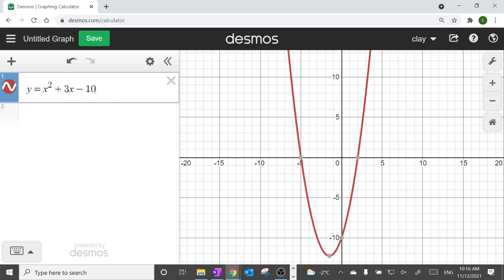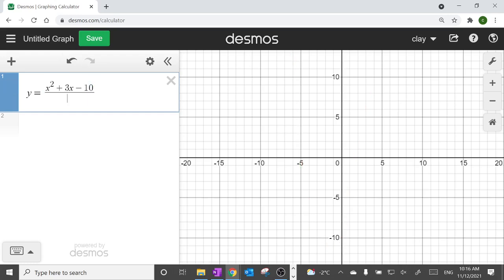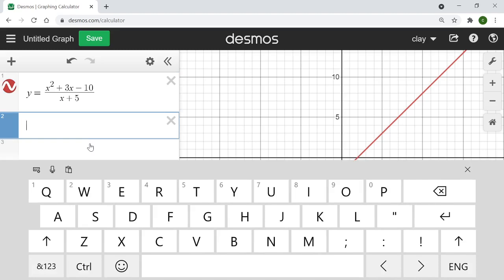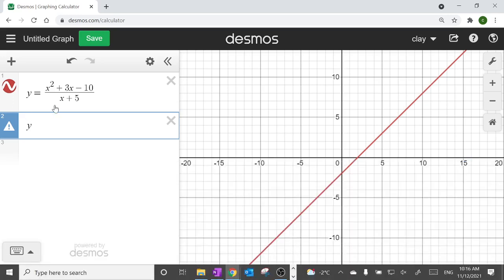But if this thing had a denominator, let's put a denominator on it, divided by x plus 5, hey, like I thought, it's linear. It's the exact same line as y equals x minus 2. It's the same line, see, it's red, it's blue, it's red, it's blue. So it's the same line exactly, right?